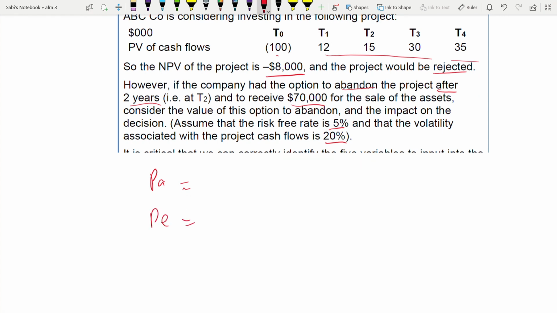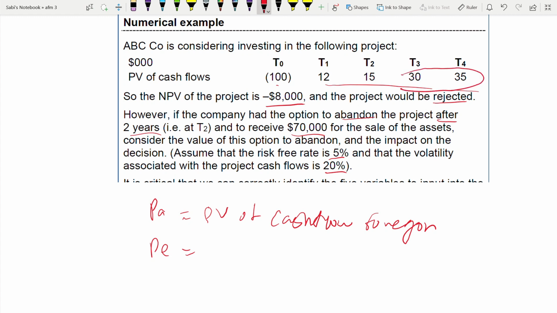PA is your present value of cash flow. This is a put option. Present value of cash flow foregone that you have, because it's an option to abandon, put option. Here it will be present value of cash flow foregone if we abandon the project. So what will it be? You just have to add the 3rd year and the 4th year's present value of cash flow. You are going to give up on this. You are not going to receive it. See, because this is year 2. After this year, if you abandon, you're going to miss out on 30 and 35. So add 30 plus 35, which will be 65,000. It's in thousand. 65,000 cash flow you're going to forgo. So this 65,000 is your underlying asset, PA. What about the exercise price? Exercise price is what you are going to receive from selling it. That is this 70,000.